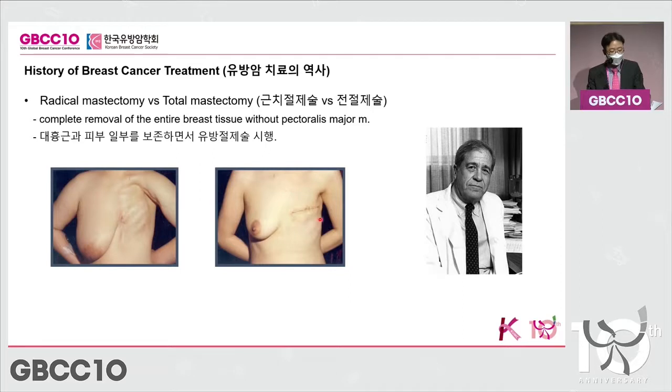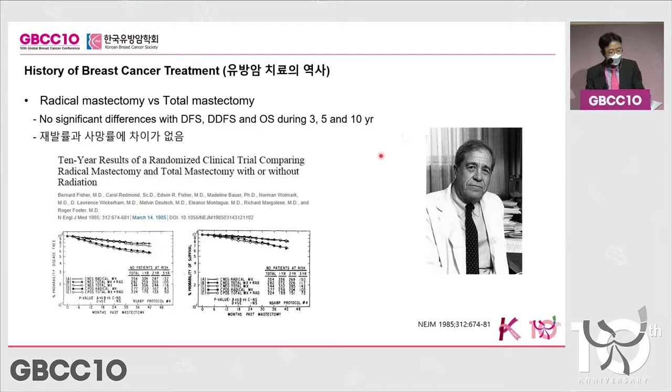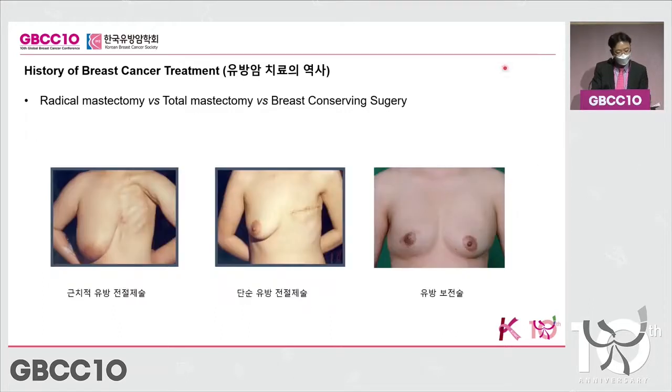Since then, of course, the degree of side effects decreased, and there was not much difference in terms of disease-free survival or overall survival. And so this became the standard of modern-day breast surgery: radical mastectomy, simple mastectomy, and breast conservation surgery. These three types of surgery have become the norm or the standard these days.